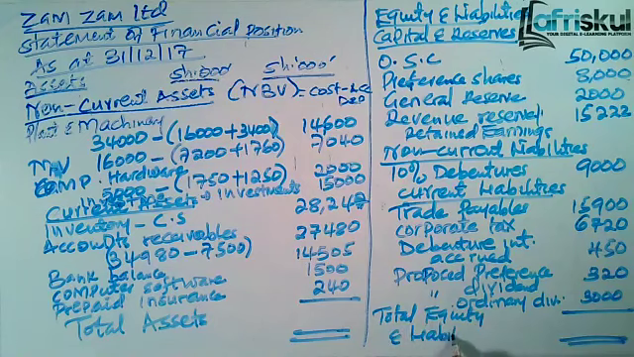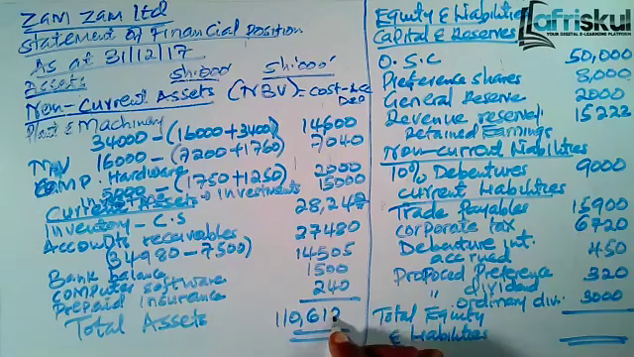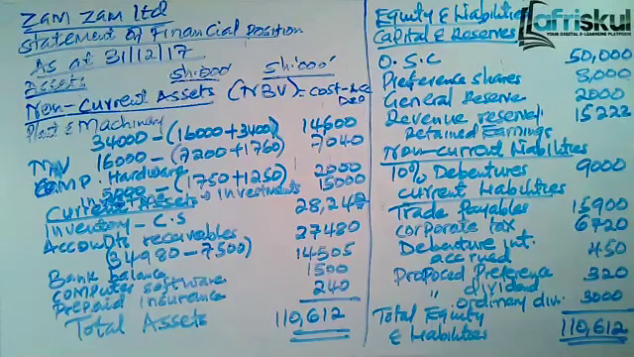Total equity and liabilities. After getting my calculator, what I'm getting here is 110,612, as well as this other part, which is 110,612. So basically, that's how you prepare the statement of financial position.